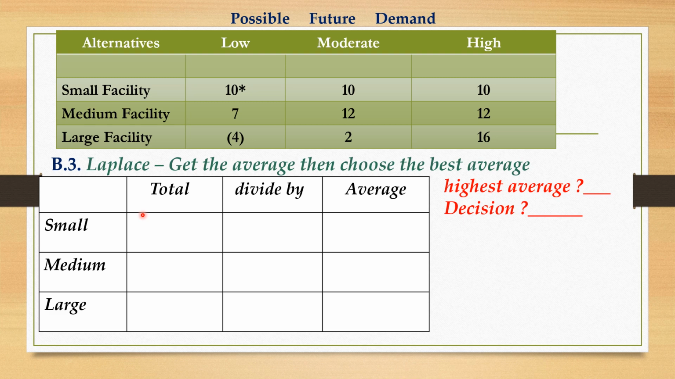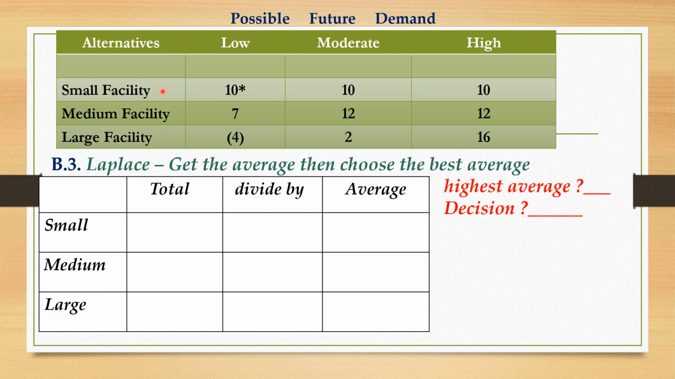Or even if you don't create a table, just follow the instruction. You must lay down the alternatives, so copy. Everybody do it. Small, medium, large. And then we have to get the total. So write it down on your paper: small, medium, and large.